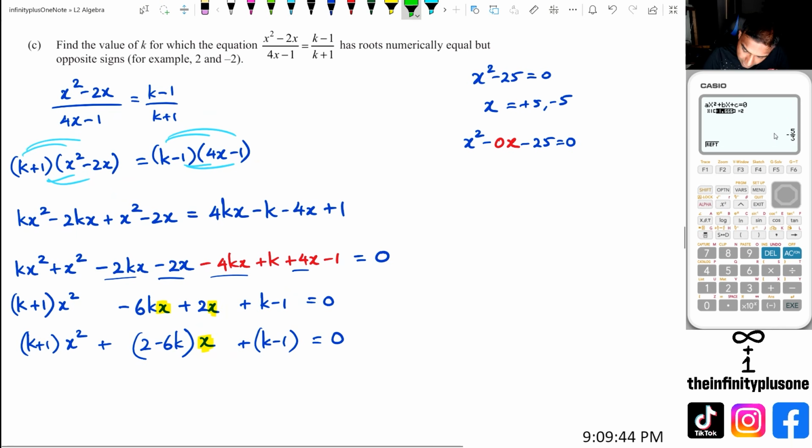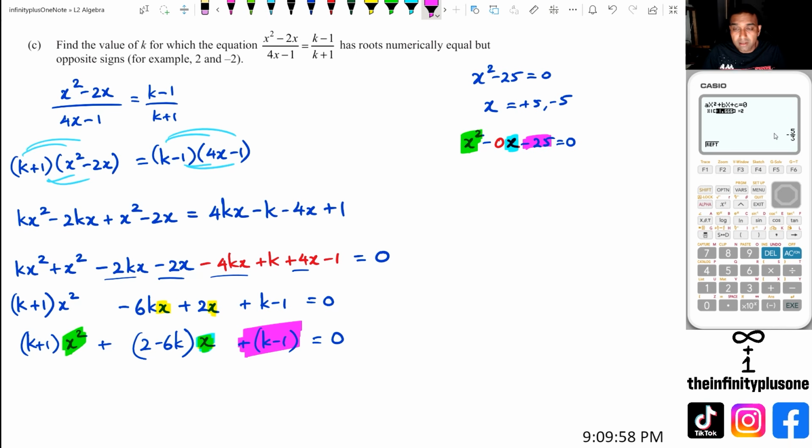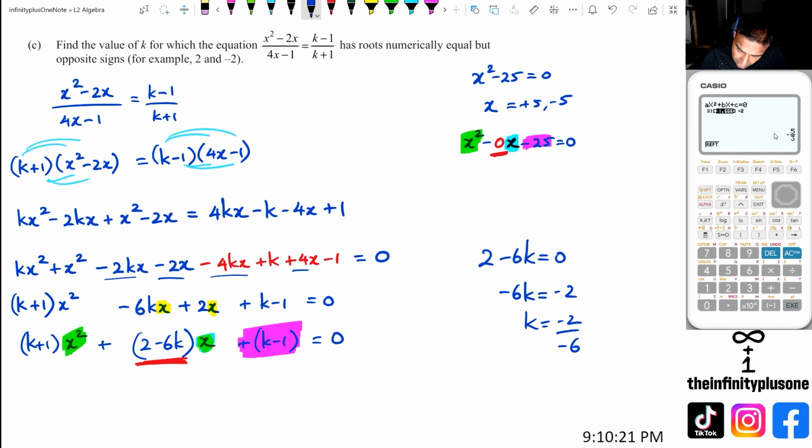So think about it like this, right? Now what we've got here is the x squared there. Then we've got the x value, which is right there. And then we've got the constant, which is this entire part. Now, if you want two solutions, then this coefficient of x needs to be 0. So in other words, 2 minus 6k should equal to 0. And when we put 2 minus 6k equals to 0, we're going to get negative 6k equals negative 2. k equals negative 2 over negative 6, and then we're going to get k is equal to 1/3.